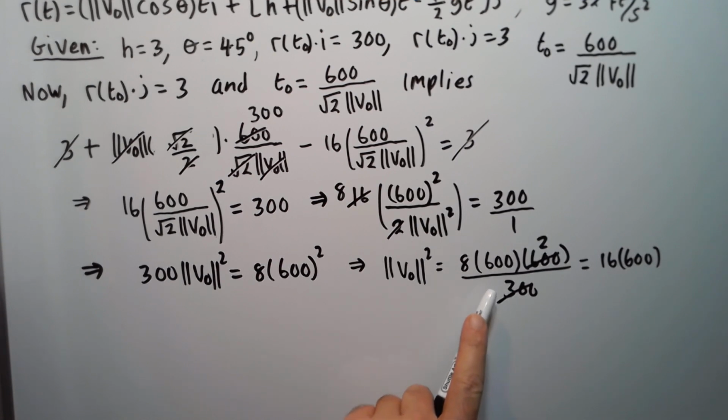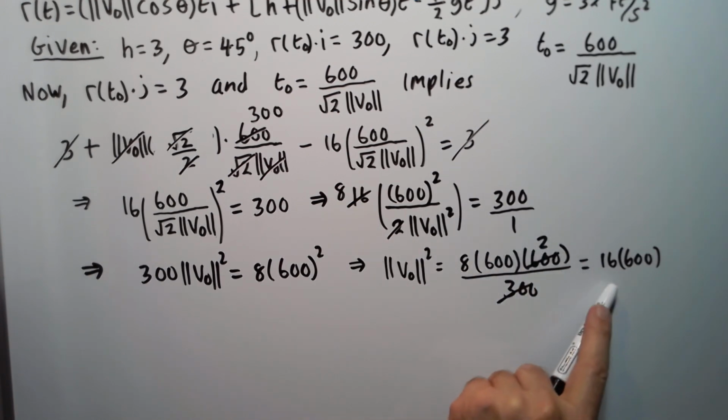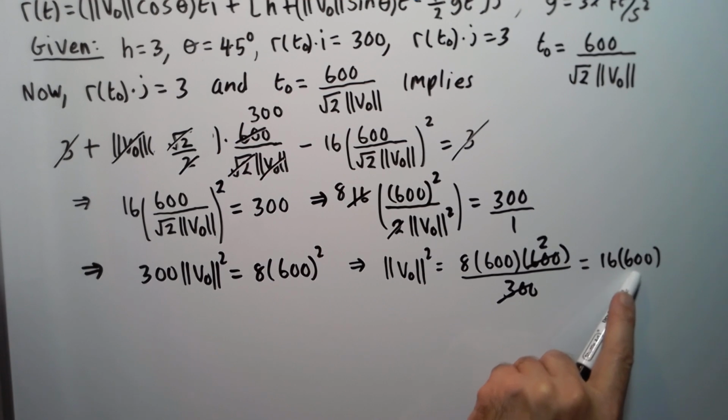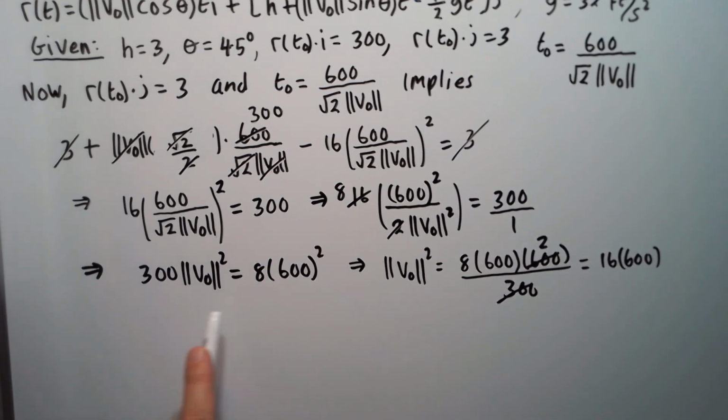Then I'm writing 600 squared as 600 times 600. 300 goes into 600 twice here. Then I'm multiplying a 2 with the 8 to make 16. So it'll be 16 times 600. Now let's take the square root to find our initial speed.